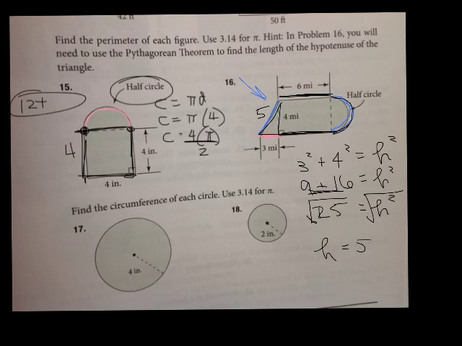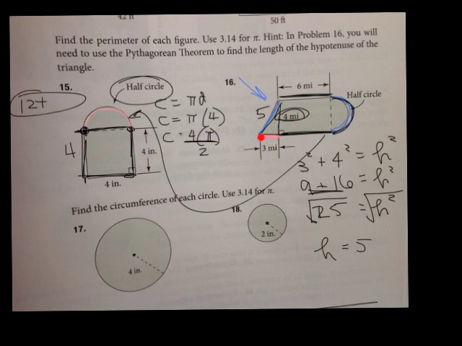This half circle over here, we do the same thing that we did here to find the half circle. And add all those lengths together and you're good. And remember, do not add this 4. That's not part of the perimeter. We just used it in order to find this length right here. So once we've used it, we don't need it.